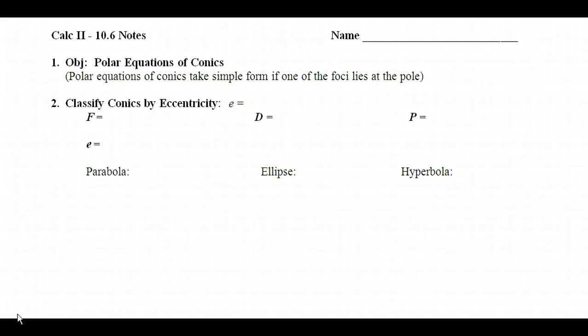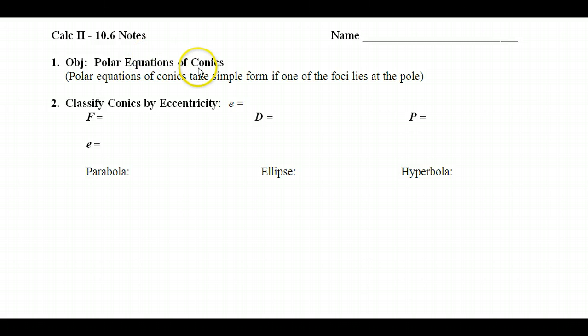All right, well, here's 10.6, and obviously the last section of Chapter 10. And our objective today is to write polar equations of conics. So we'll take our conics, our parabola, ellipse, and hyperbola. We won't be using a circle at all today. And we'll be writing those in forms of polar equations.